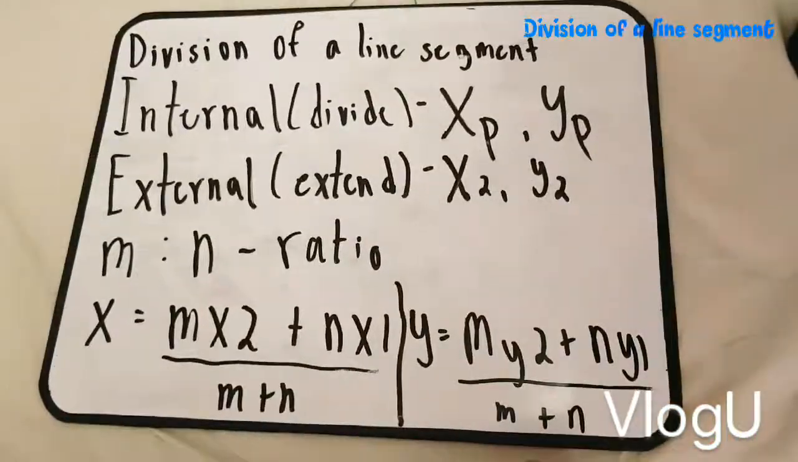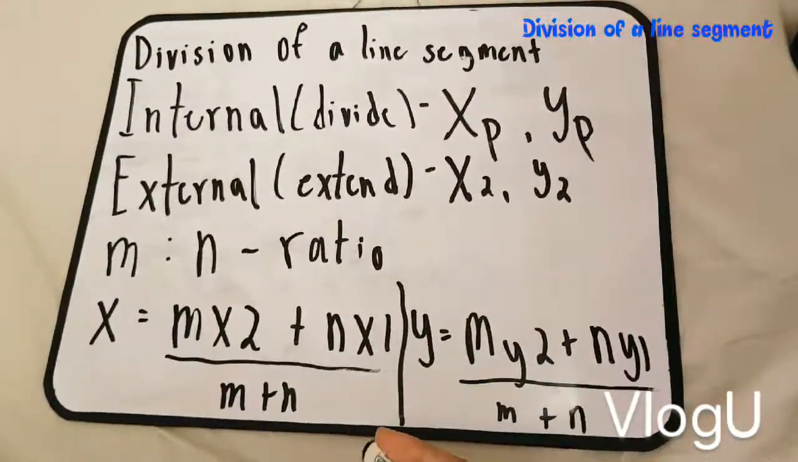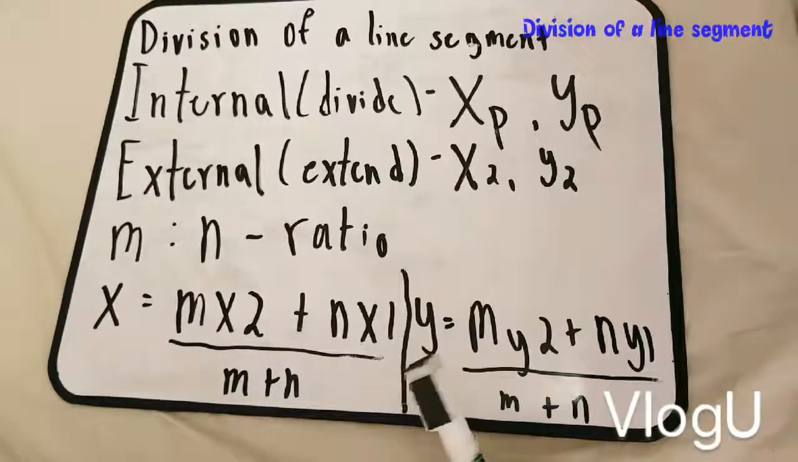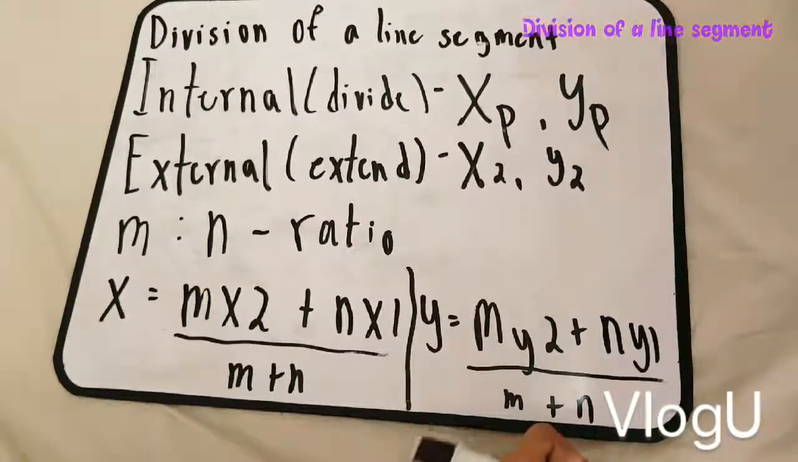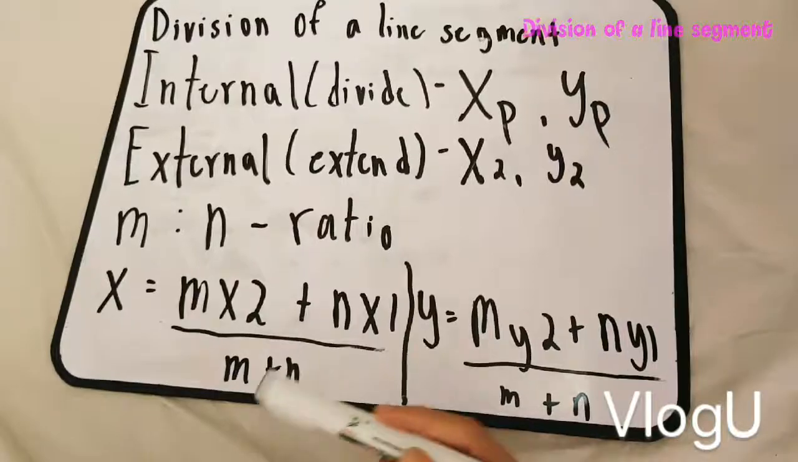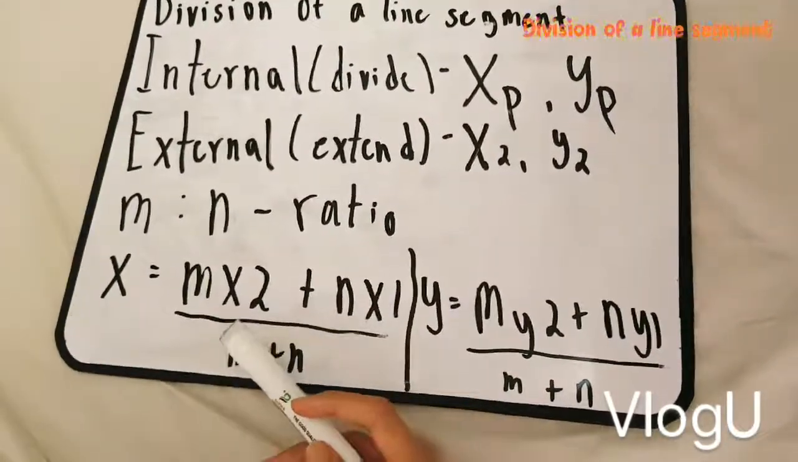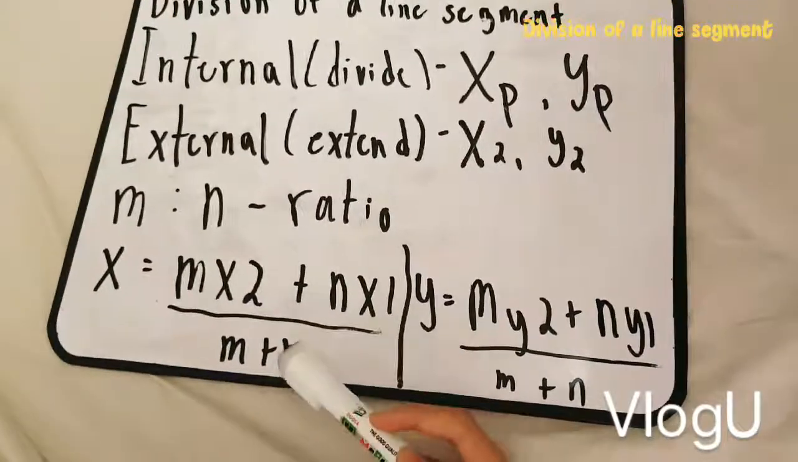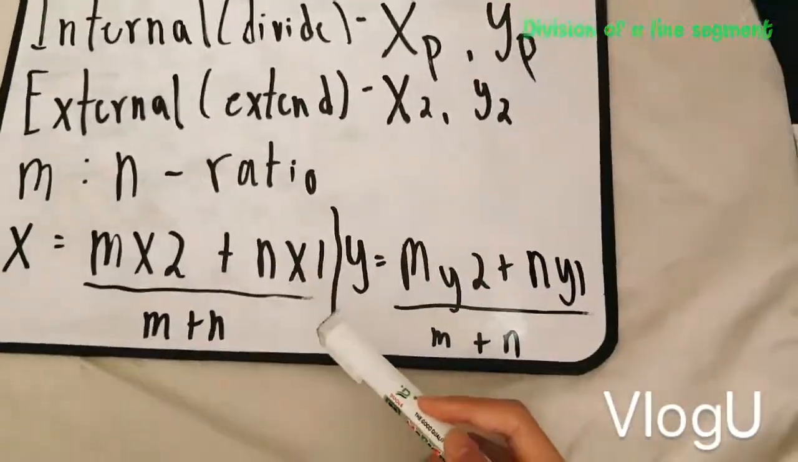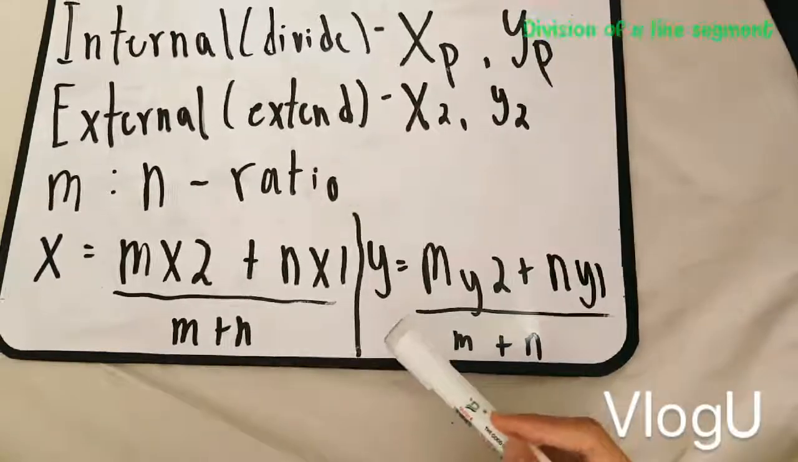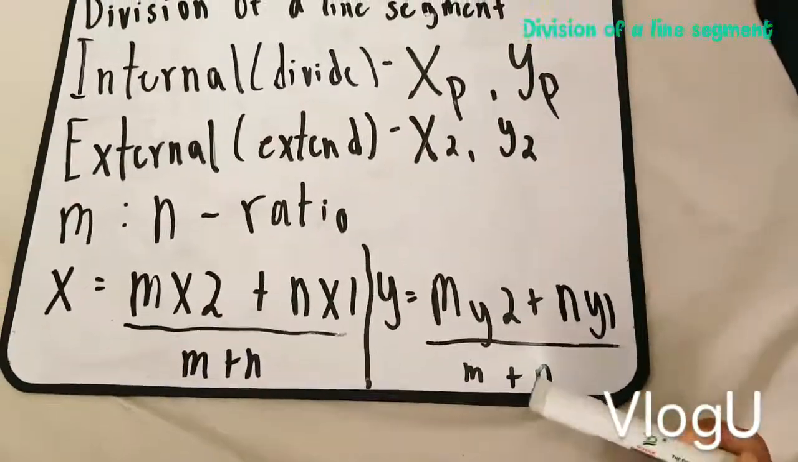Division of a line segment. In getting the internal, you will need to find the x p and y p, while the external you will find the x2 and y2. M is to n is the ratio. The formula for x is m x sub 2 plus n x sub 1 over m plus n, while getting the y is m y sub 2 plus n y sub 1 divided by m plus n.